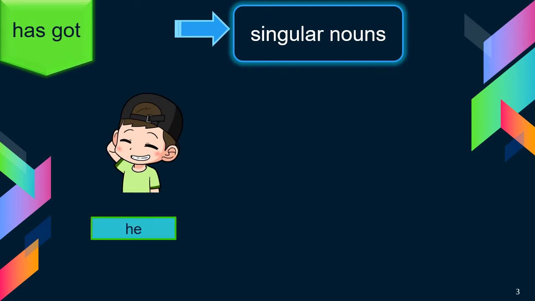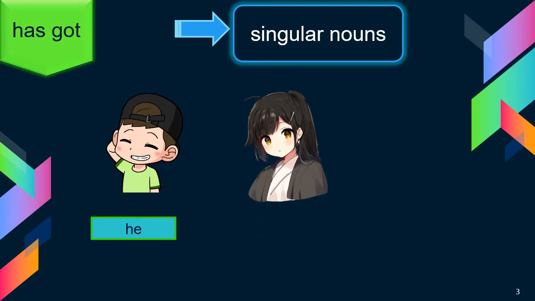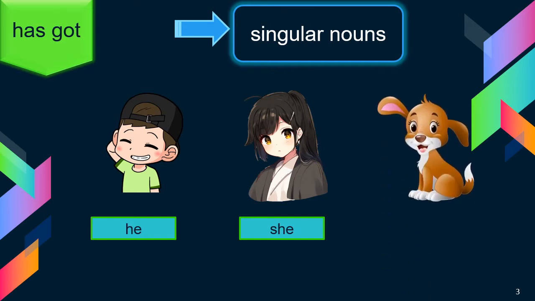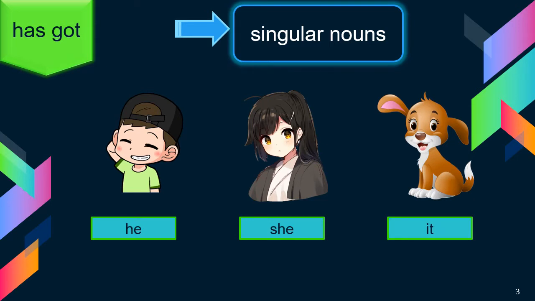He is used to refer to a boy or a man. He என்றால் அவன். She is used to refer to a girl or a lady. She என்றால் அவள். It is used to refer to an animal or an object. It என்றால் அது. So these are some examples of singular nouns that are usually used with has got.